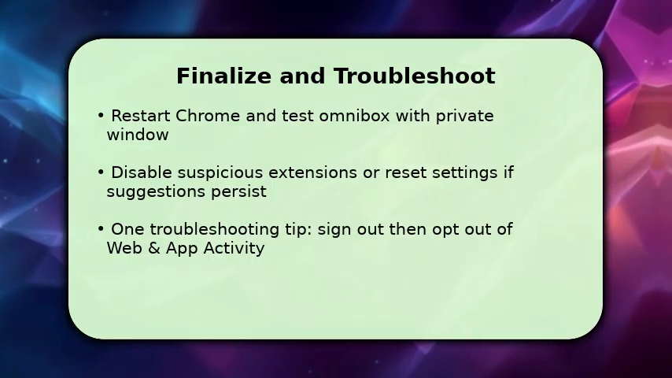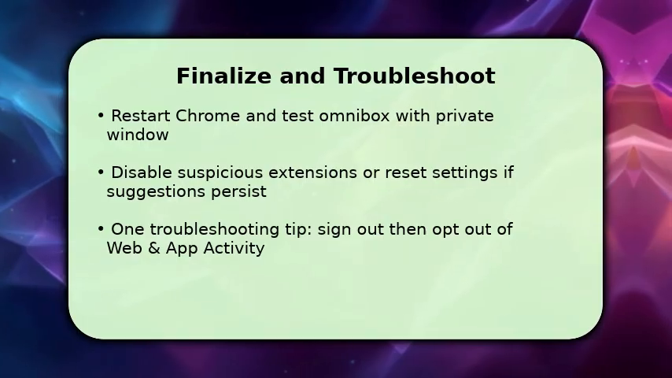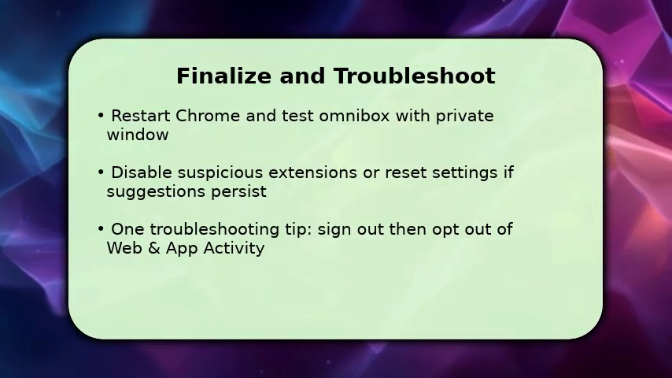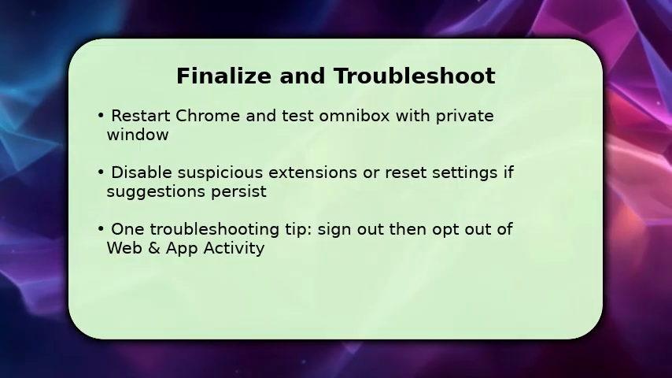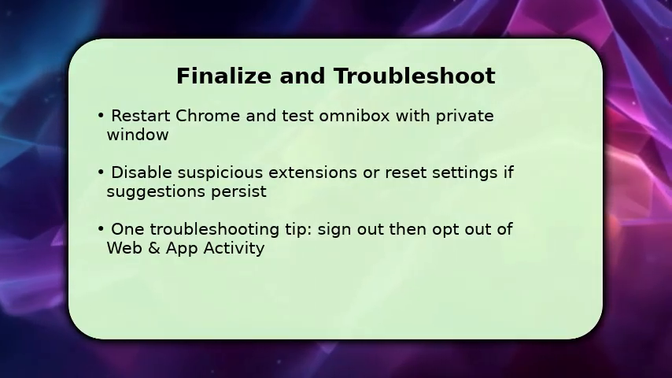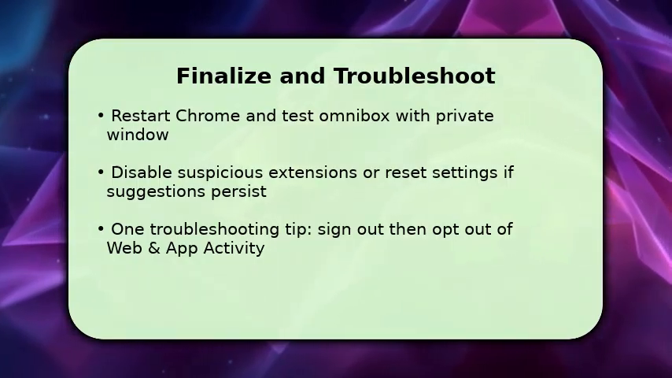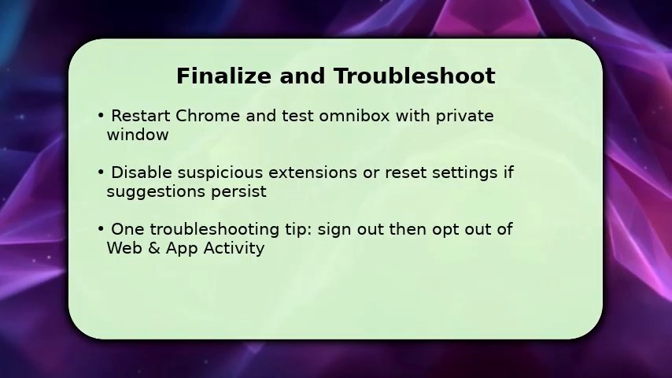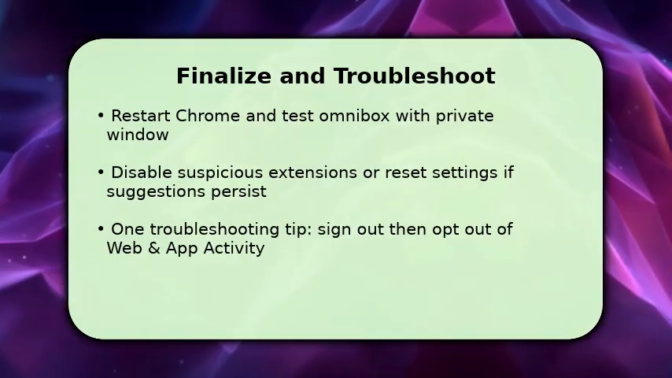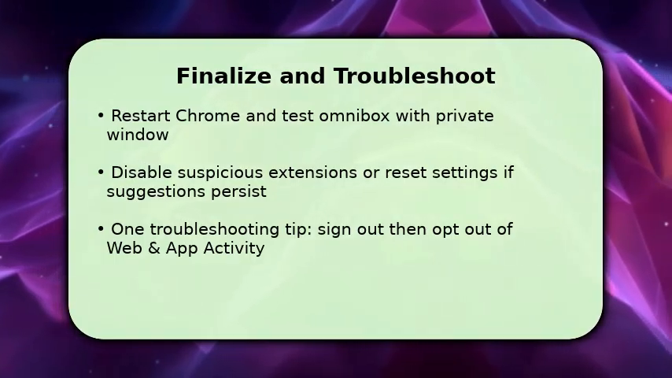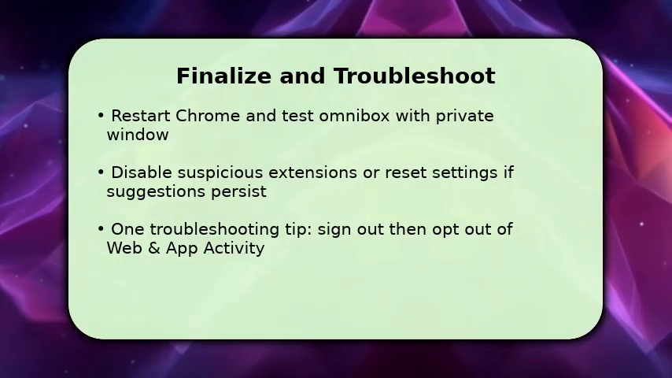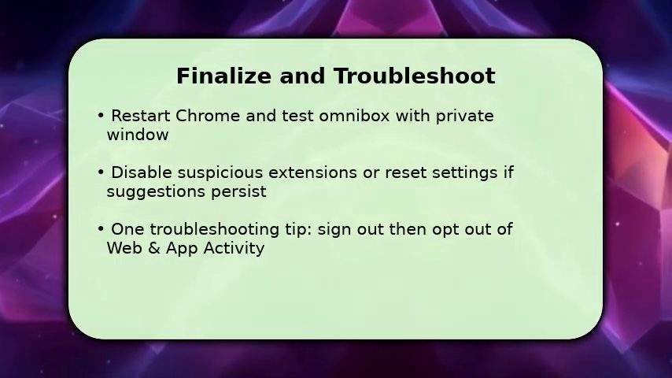If suggestions persist, disable extensions one by one or reset Chrome settings to defaults to isolate the culprit. Make sure to sign out and, if necessary, opt out of web and app activity in your Google account so server-side suggestions stop syncing back. If that still fails, create a new Chrome profile. This isolates profile-specific data and usually resolves stubborn suggestion issues.